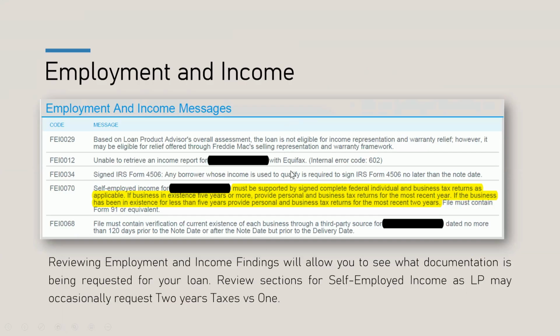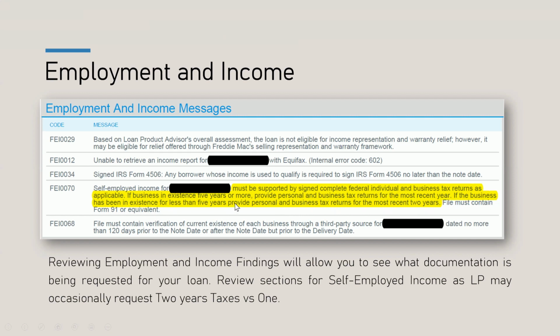For income and employment, again, if it's a W-2 employee, it'll read it up here, letting you know what we need, whether it's 1 pay stub or 2 pay stubs in the W-2. Mainly, I put this up here because of self-employed. A lot of us use LP for self-employed borrowers because we want to use 1-year taxes. So you want to definitely read this thoroughly.